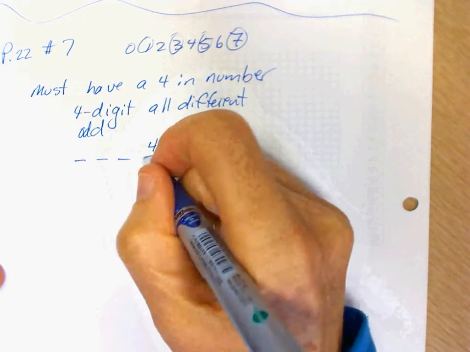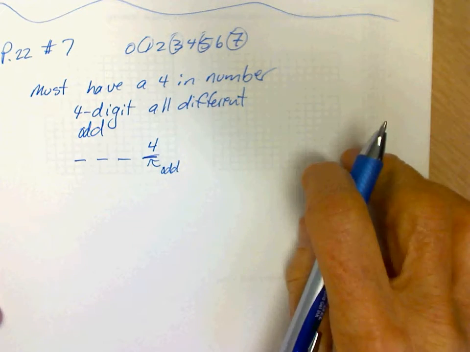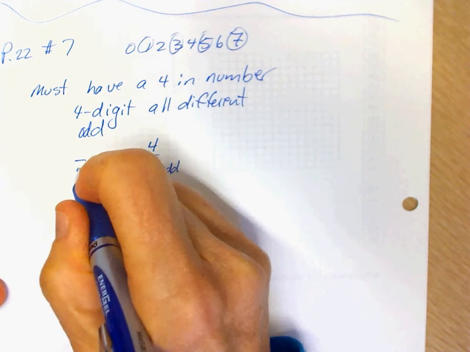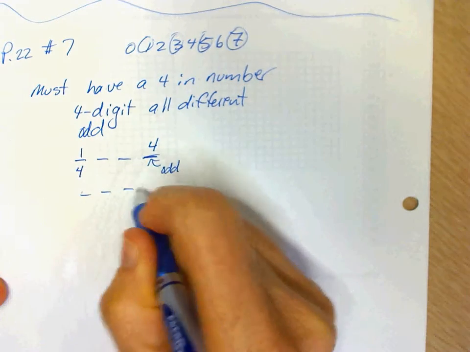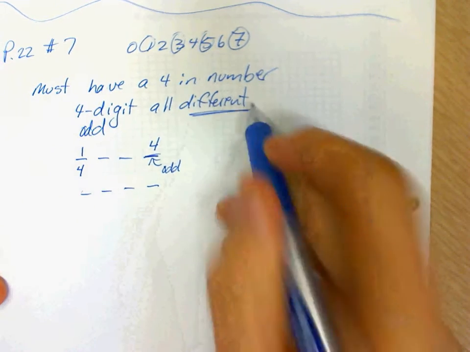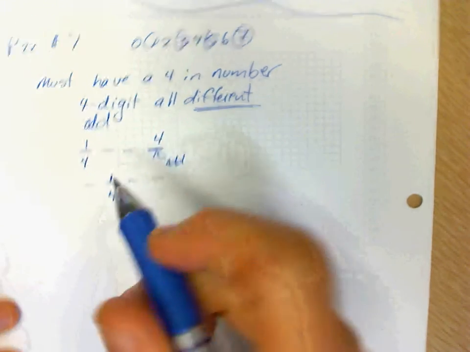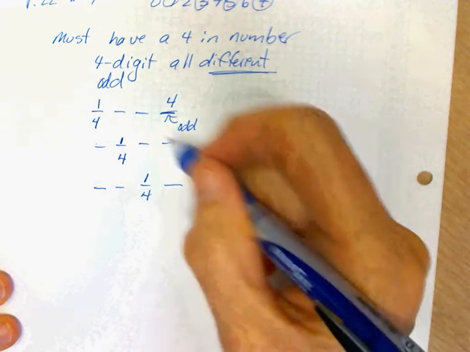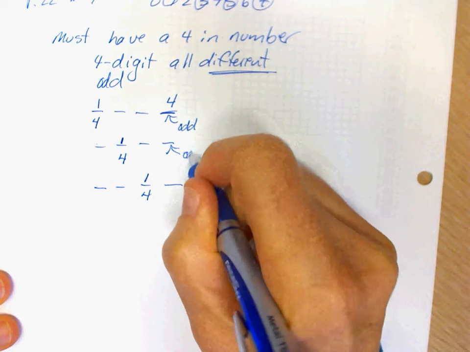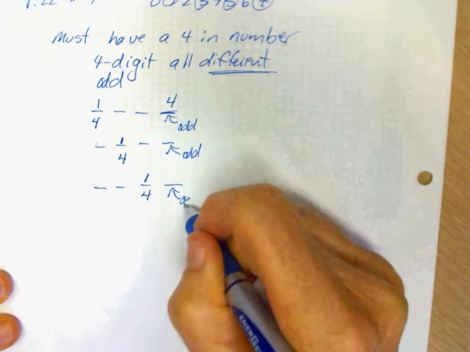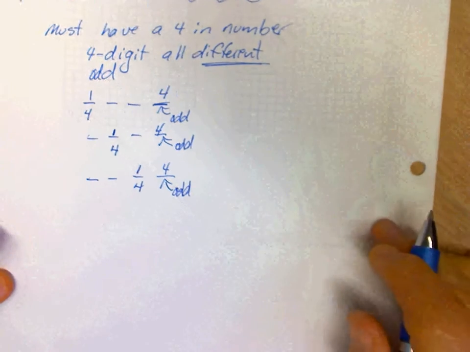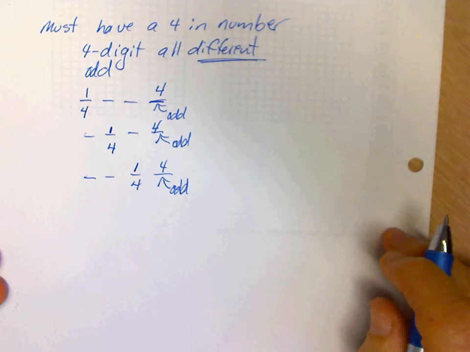So there's 4 choices on the last digit, and then we have to have a 4 in the number. That 4 could go in the first position, or, and they're all different, it could go in the second position, or it could go in the third position. But here we're dealing with odd, so it cannot go in the last position. If 4 goes in the last position, we'll have an even number. So those are all the cases for a 4-digit odd number with a 4 in it.